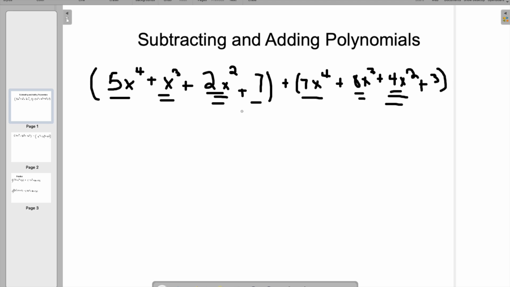7 and 3 also both have the same degrees, which is 0, because there's no x after. Okay, so first, I'm just going to add 5 and 7, which are the coefficients. And so the first term of our answer is going to be 14x to the fourth power, because you want to add the like terms.